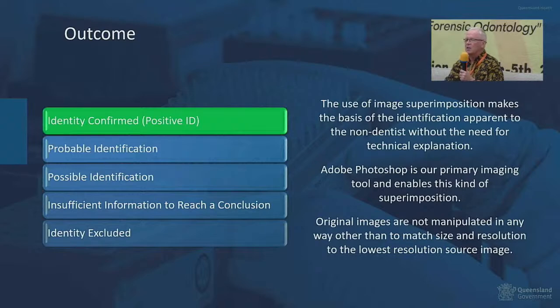Our imaging is generally done with Adobe Photoshop, which many of you will be familiar with. That is our primary tool for identification work. We never manipulate the images in any way other than that if we have a high-resolution image and a low-resolution image, we will reduce the resolution of the high-resolution image to match that of the lower-resolution image. Otherwise, there is no manipulation done.